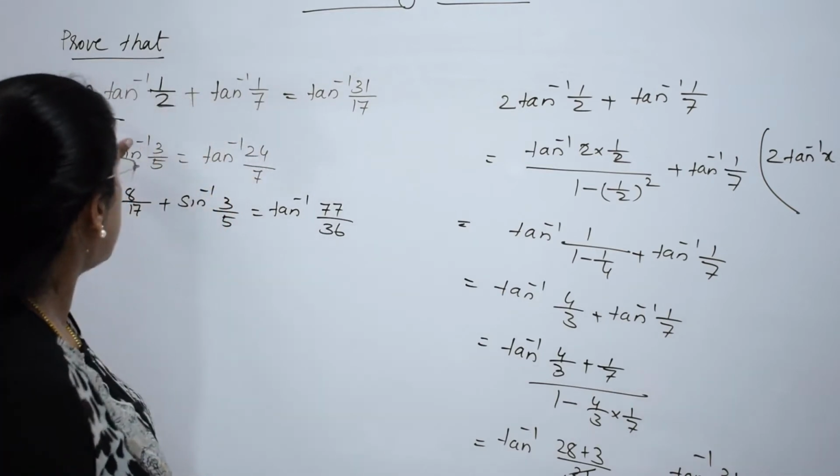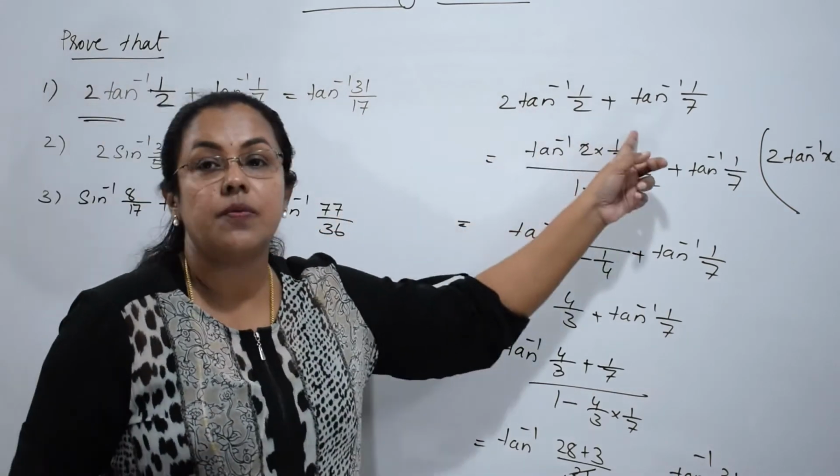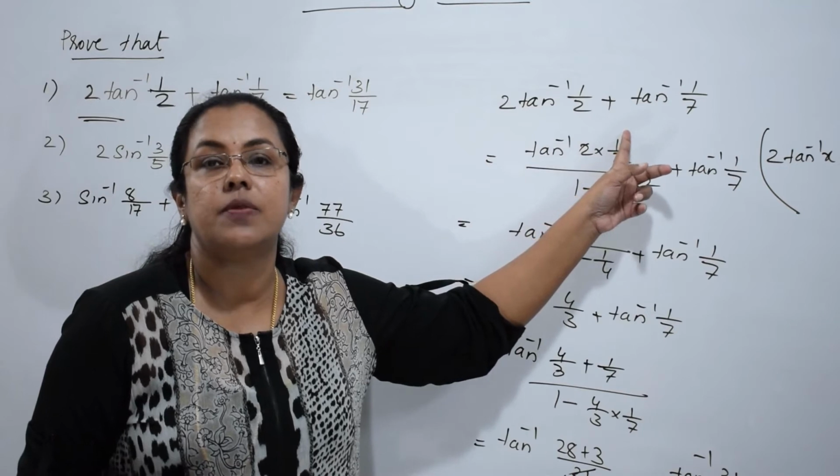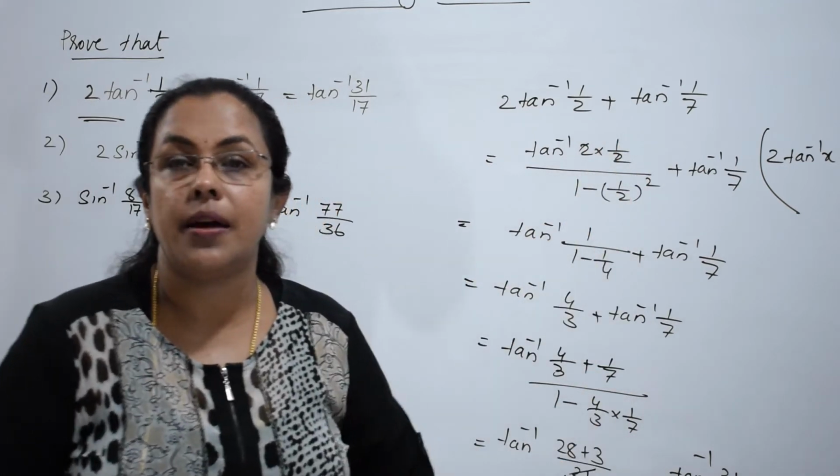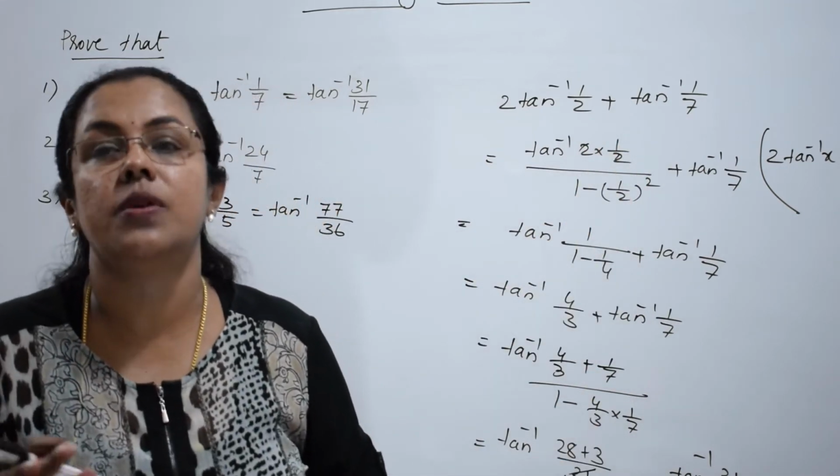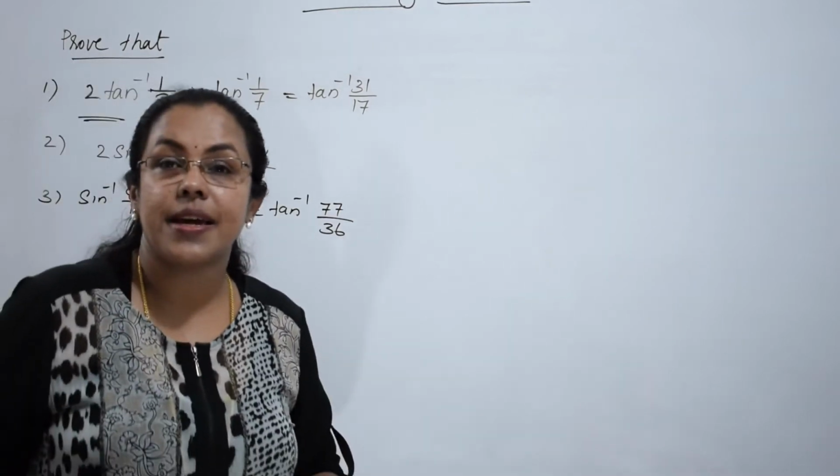Very easy, do not get confused. This is not tan inverse x, this is 2 tan inverse x. So apply the property of 2 tan inverse x first. Now look at the second question.